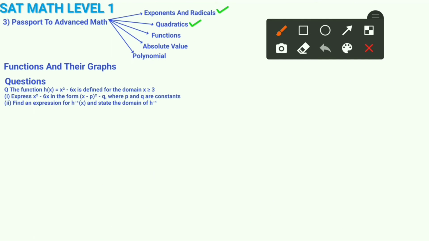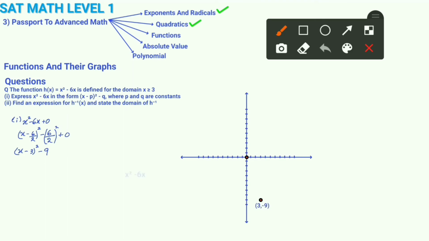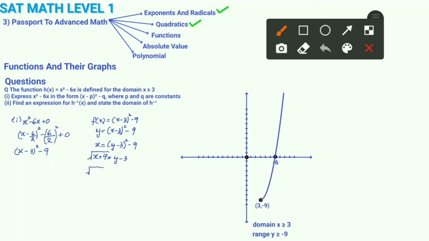Another question: the function h(x) is equal to x squared minus 6, defined for the domain x greater than 3. Part 1, part 2. Let's do it. Okay, so what we're doing is completing the square. Found it, the standard form by completing the square. We graph it. There you go. We got the domain and the range. Then we get the inverse.